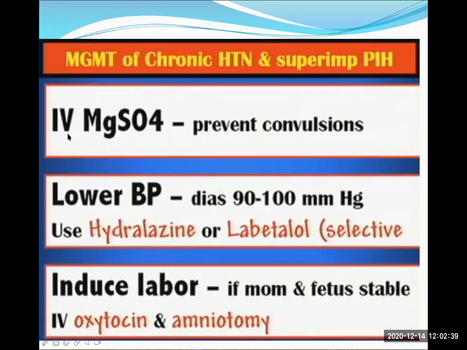Now see this. IV magnesium sulfate is given to prevent convulsion. There's no doubt about it. This is the drug of choice in eclampsia, both for treatment and prevention. Lower the blood pressure by using hydralazine or labetalol, and the range of blood pressure is 90 to 100 millimeters of mercury diastolic. We do not consider the systolic here, but at the same time, systolic is also decreased from that range, though it is still not in the normal value. Induction of labor is done by IV oxytocin or amniotomy, meaning artificial rupture of the membranes, if both mother and fetus are stable.